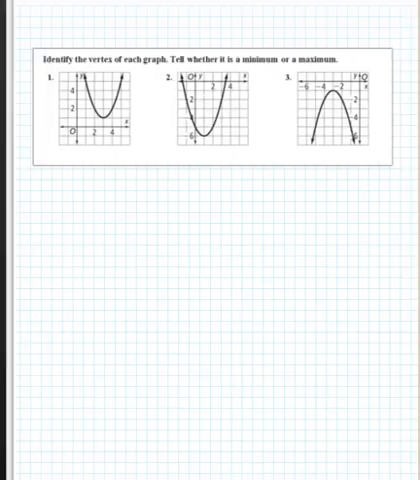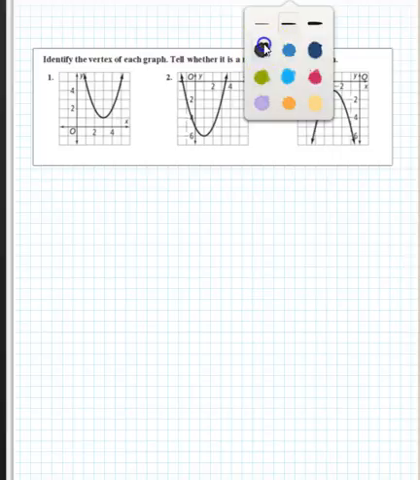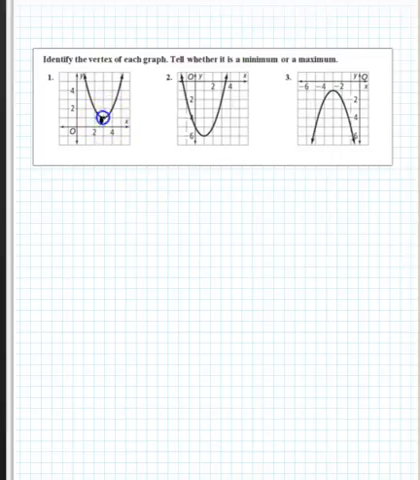So a little bit of practice problems. I'm going to do the first one, and then I want you guys to answer the next two. Identify the vertex of the graph, and then tell whether it's a minimum or a maximum. So this first problem, it looks like it's an upward facing parabola. So that means it's going to have a minimum value, and that minimum value occurs at its vertex.